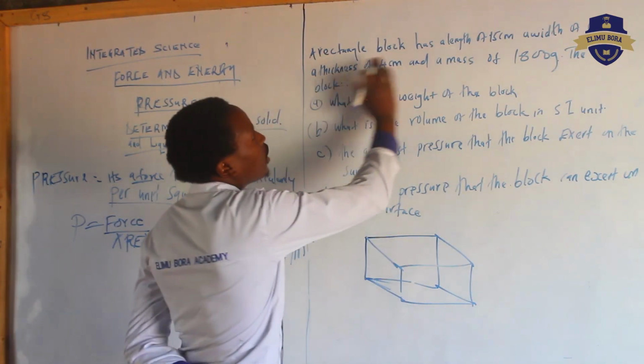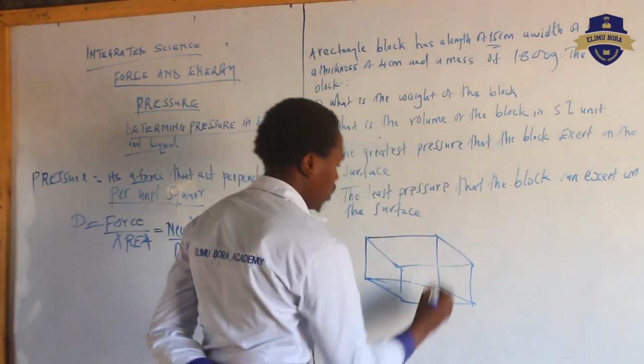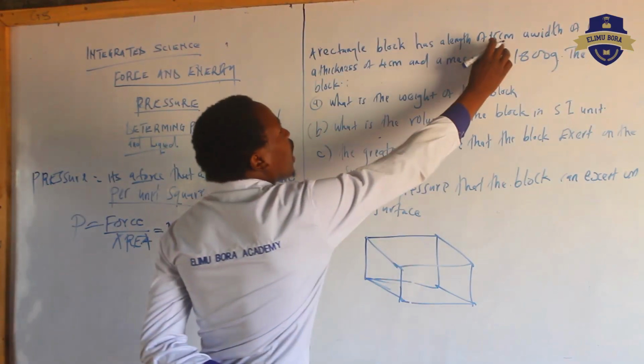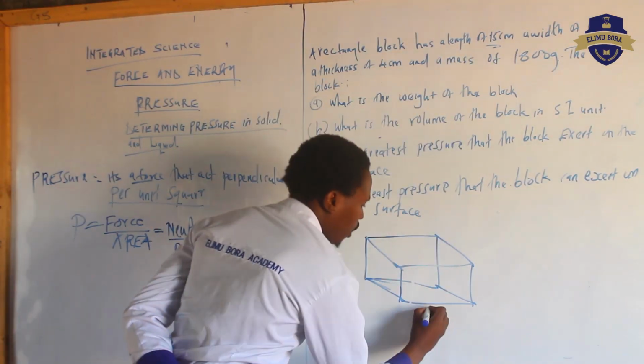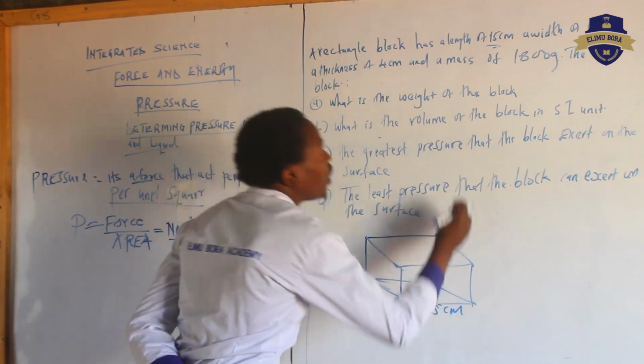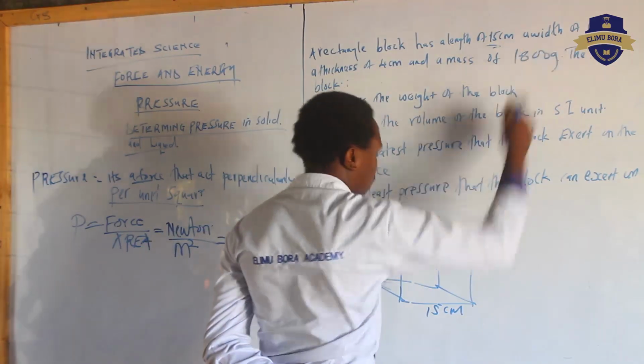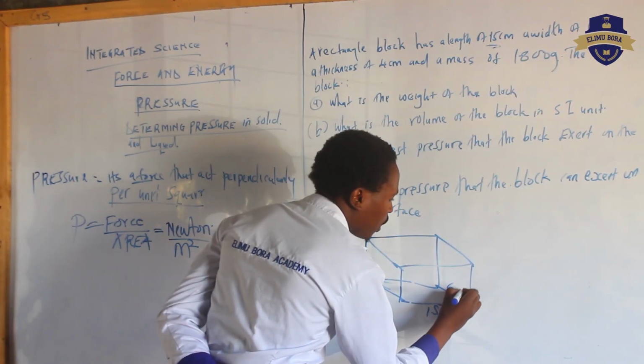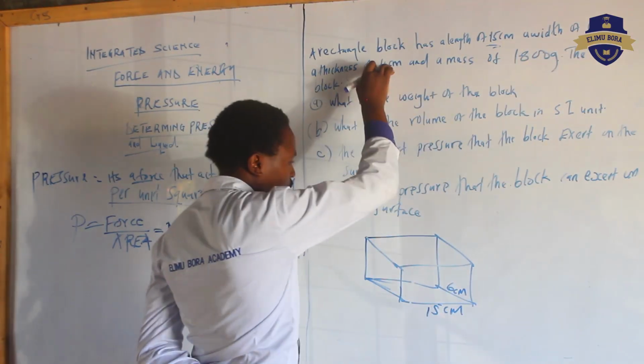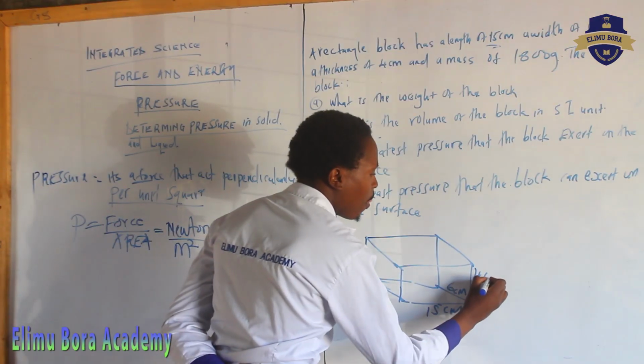Under our length, they're talking about the length to be what? The length to be what, class? 15 centimeter. Then the width to be what? 6 centimeter, and the thickness of what? 4 centimeter.